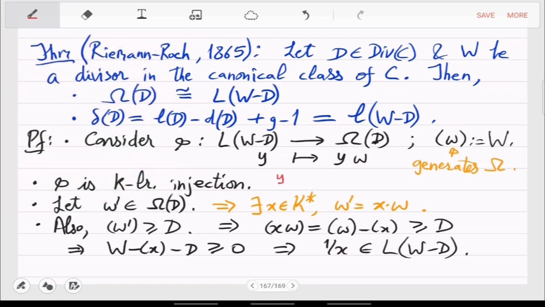No, you said you have to differentiate three cases. y plus W minus D is greater than or equal to 0. I want to check now y omega. What is it on the adeles? There is an adele which is like this.